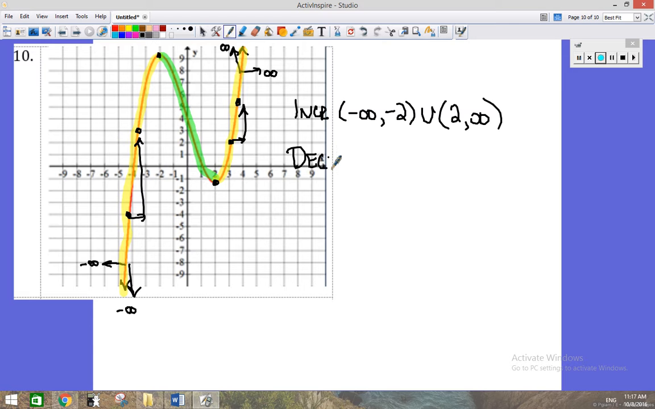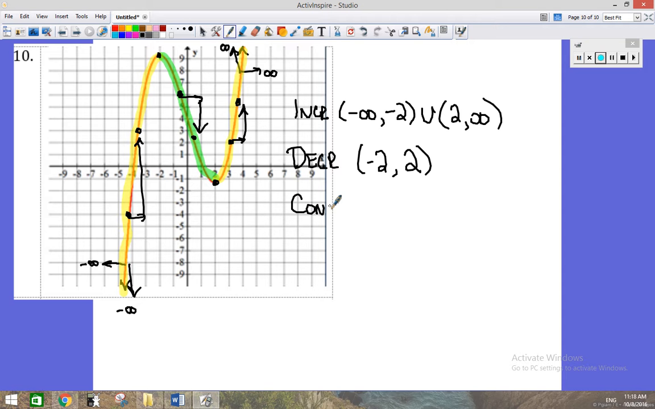For decreasing, if we are in the green region, which has endpoints here and here, the x coordinate of this endpoint is negative 2. The x coordinate of this endpoint is positive 2. Remember, when you're writing interval notation, it's always a smaller number, comma, a larger number. If you're in this interval, any 2 points in this interval, as x increases, y is decreasing.